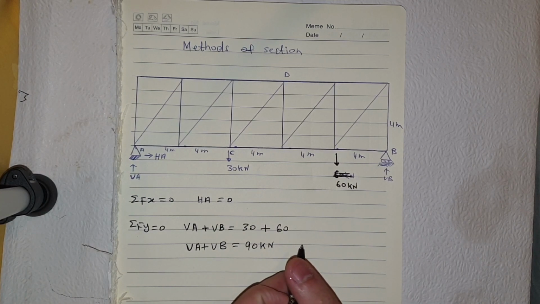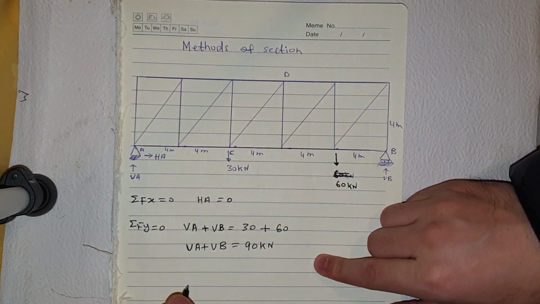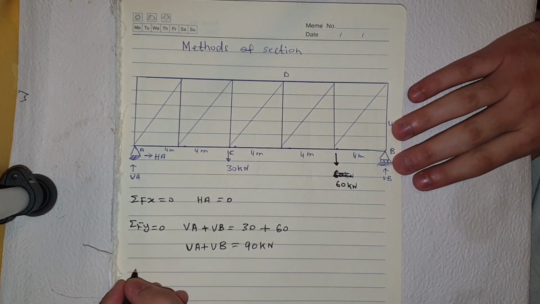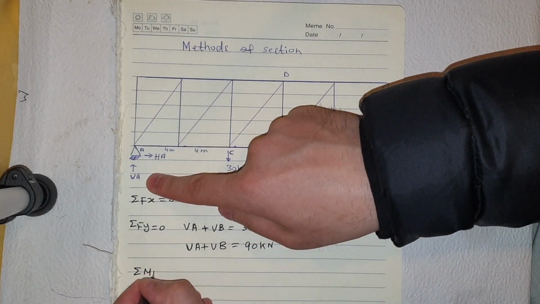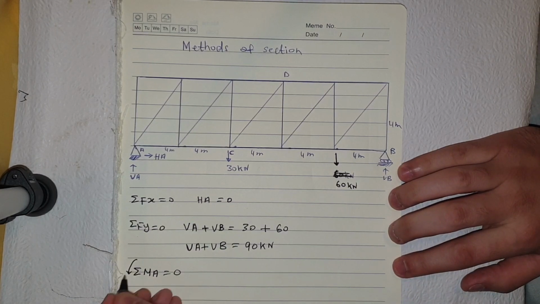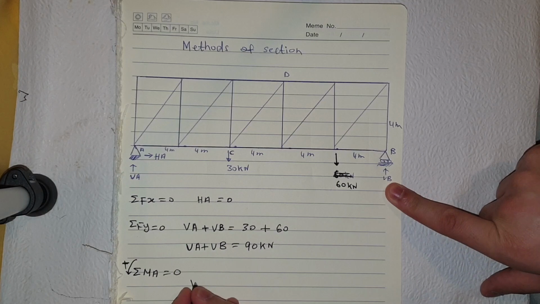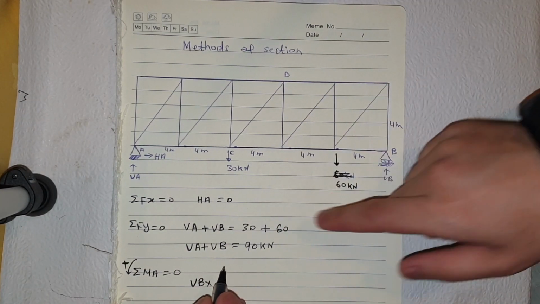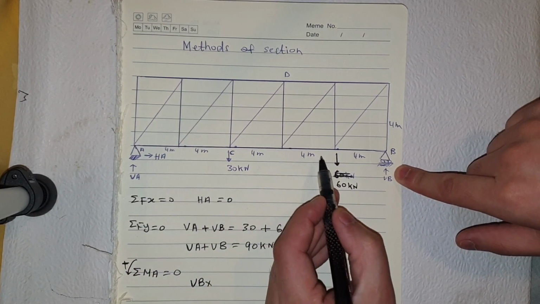In the next step, I'm going to take a moment at point A to find the reaction at point B, and then I can find the reaction at point A. So I'll take summation of moment at point A first. I'll take anti-clockwise as positive. So VB times the total distance. The total distance is 4, 8, 12, 16, 20.